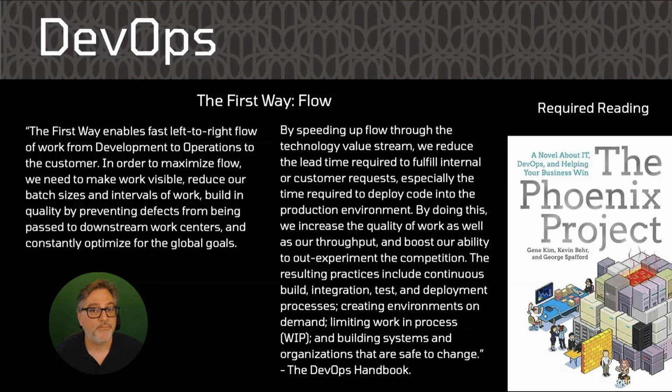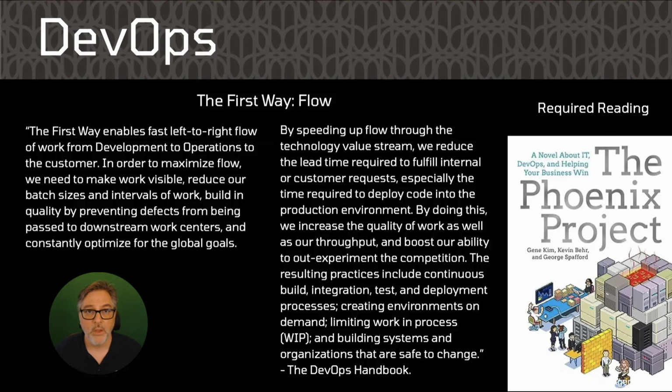And I'm quoting, "The first way enables fast left-to-right flow of work from development to operations to the customer. In order to maximize flow, we need to make work visible, reduce our batch sizes and intervals of work, build in quality by preventing defects from being passed to downstream work centers, and constantly optimize for the global goals. By speeding up flow through the technology value stream, we reduce the lead time required to fulfill internal or customer requests, especially the time required to deploy code into the production environment.